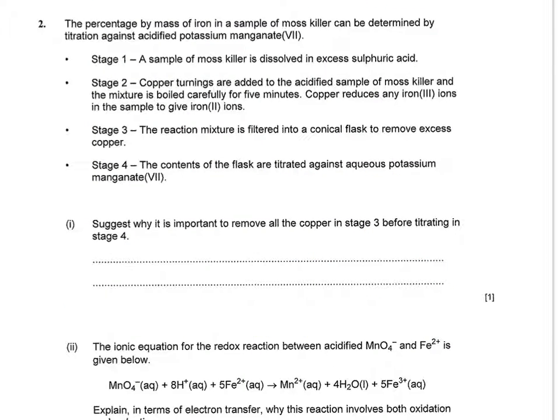So it says the percentage by mass of iron in the sample can be determined by titration against acidified potassium manganate 7. So it gives you 4 stages, and I think the most important thing to keep an eye on here is the fact that you've got copper acting as a reducing agent. So in stage 4, you have aqueous potassium manganate, which is an oxidizing agent. So copper and manganate will obviously react together.